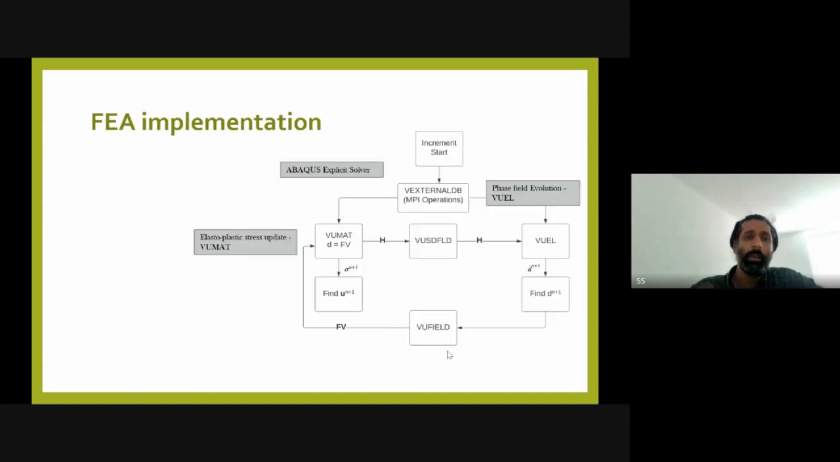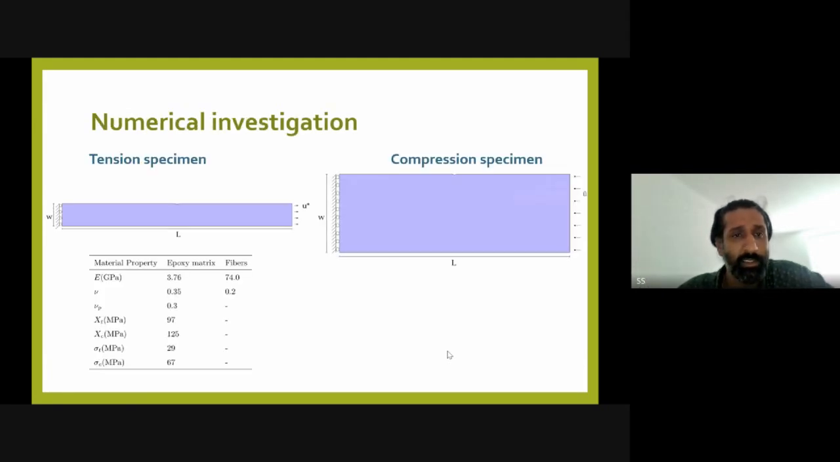Right. This is implemented totally in Abaqus. We have used an explicit finite element implementation of it. We wrote the phase field element in the user element, and the plasticity model in the material model using the VUMAT subroutine. We use parallel computations using an external database subroutine using MPI. So that was implemented in Abaqus.